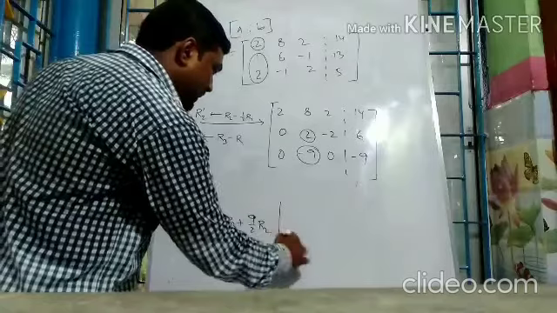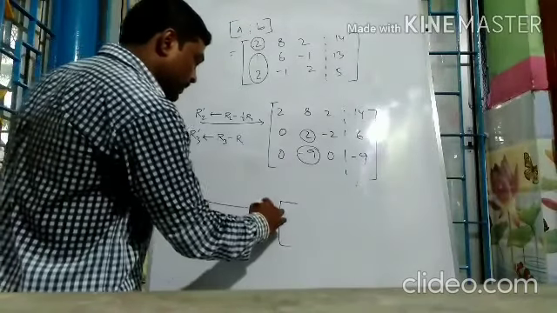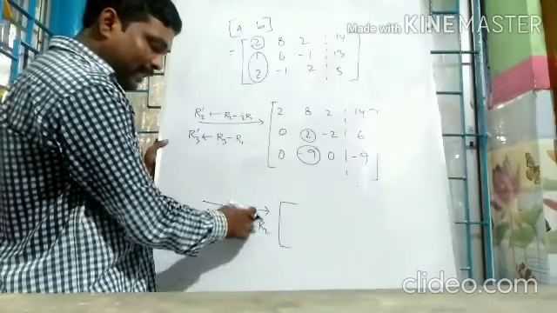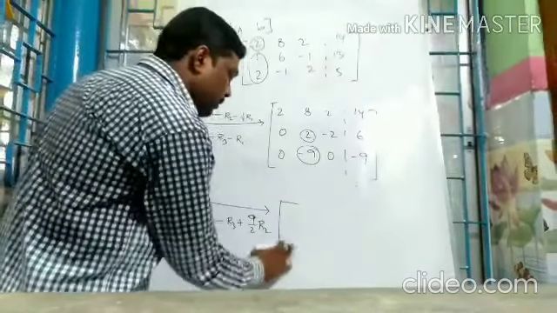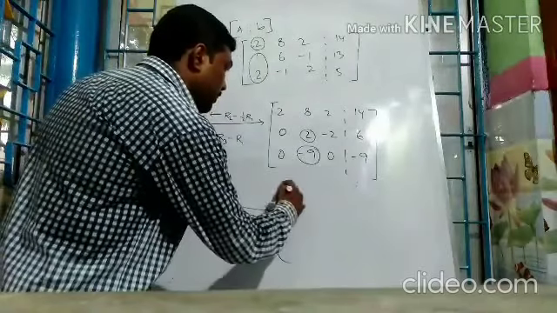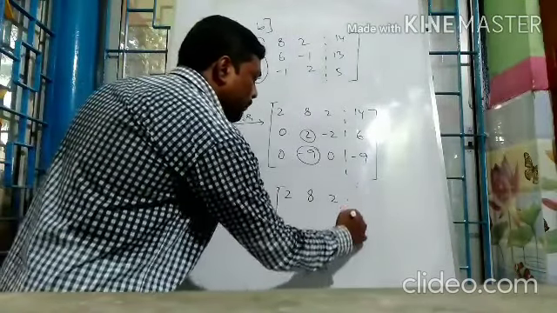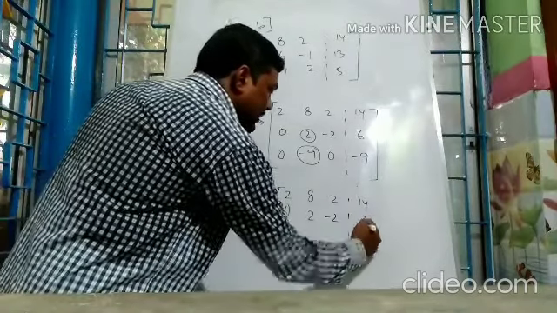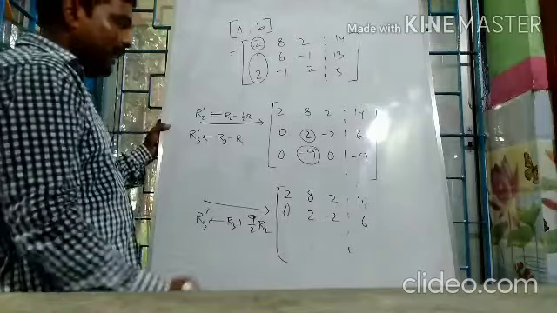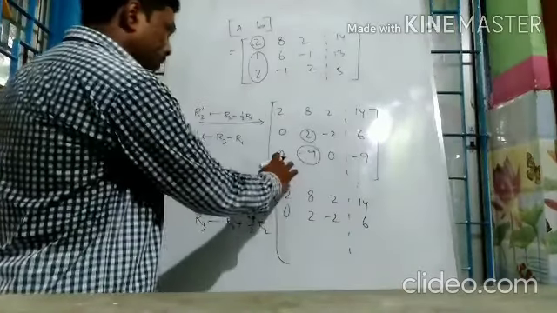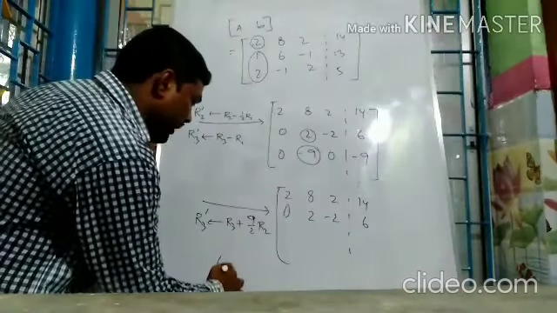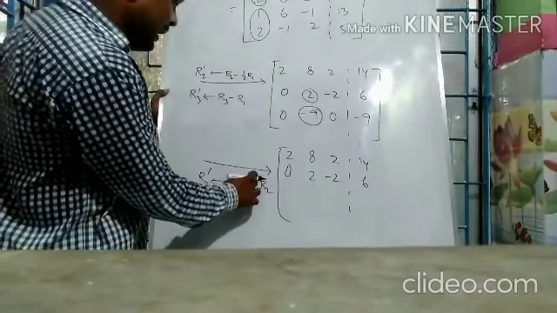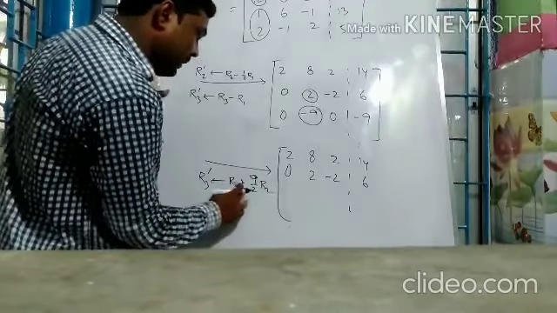So this is the row operation for the third row. The third row is R3 plus 9 by 2 R2. First row is fixed, 2 8 2, 14. Next 0 2 minus 2 6. For the next row, the reduced third row is R3 plus 9 by 2 R2. What is R3?